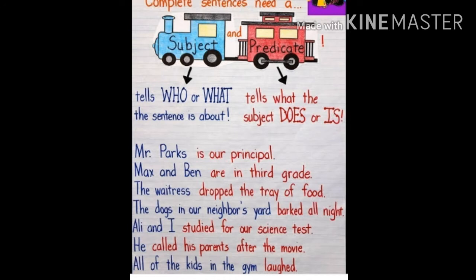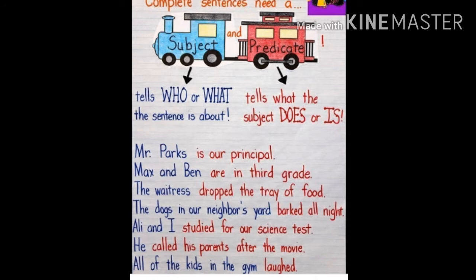Understood students? Next, he called his parents after the movie. Now can you see here students? He is a pronoun which is used for some person. So he is what? It is the subject. And called his parents after the movie is the predicate. The verb used over here is called.